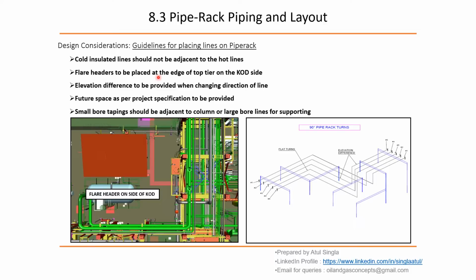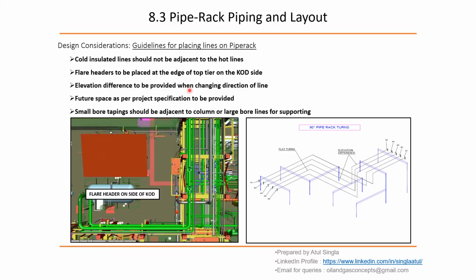Flare header to be placed at the edge of the top tier on the KOD side. Suppose KOD is located here, we have to place this pipe on the edge of the pipe rack. If we place this line here, then there will be a flat turn here, so it will block all the space on the top tier of the rack. So we try to place it on the edge towards the KOD.